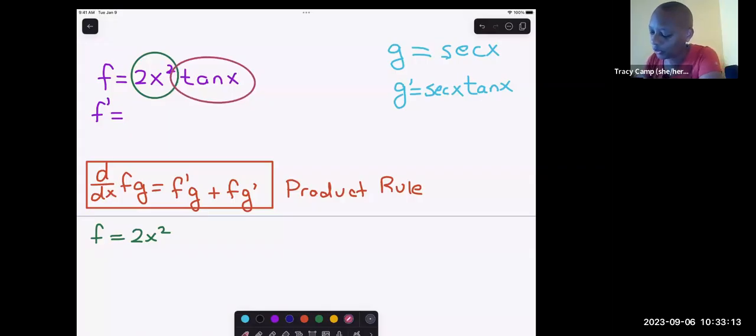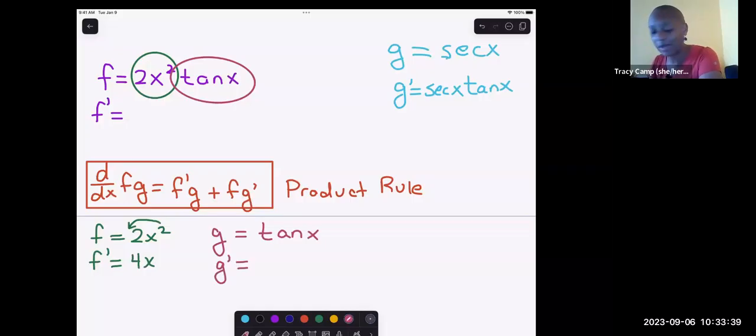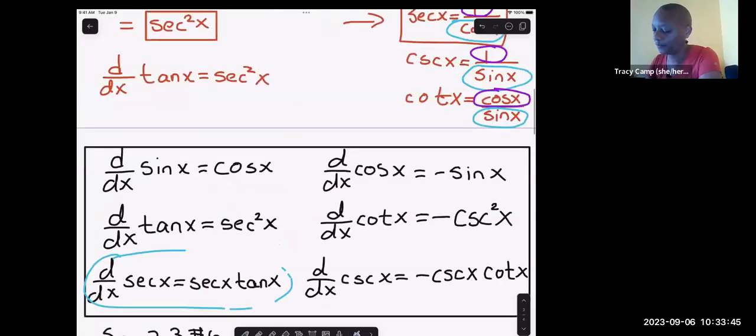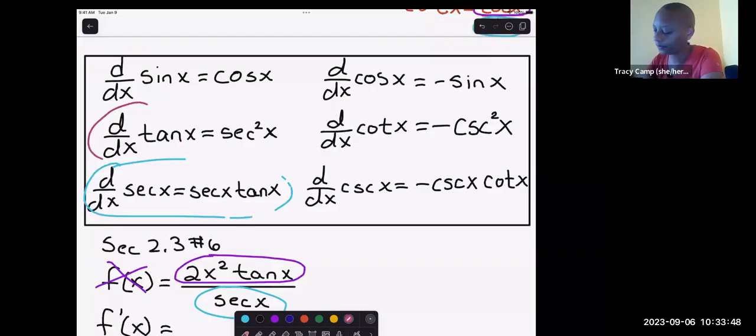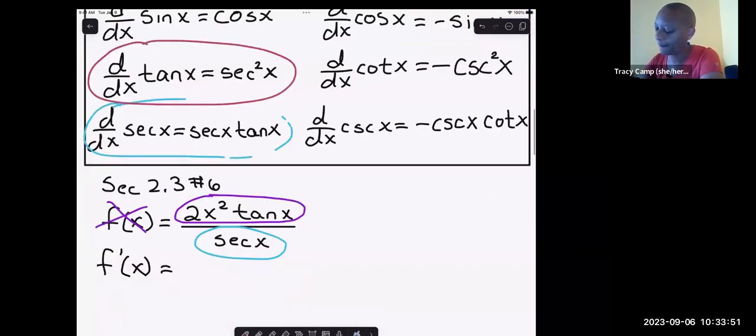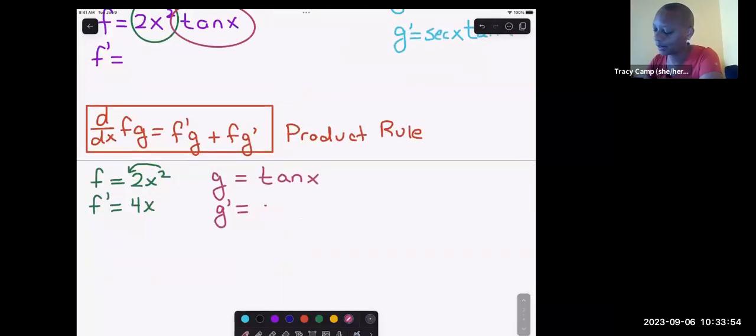So this will be our G, tangent of x, within the product rule. Now I find the derivative of my F, and I'm going to use the power rule. So I bring my exponent down, 2 times 2 is 4, and then I have x. And now I find the derivative of my G, which we don't have to worry about, because the derivative of tangent is secant squared x. It's right here. So I get to put secant squared x here.